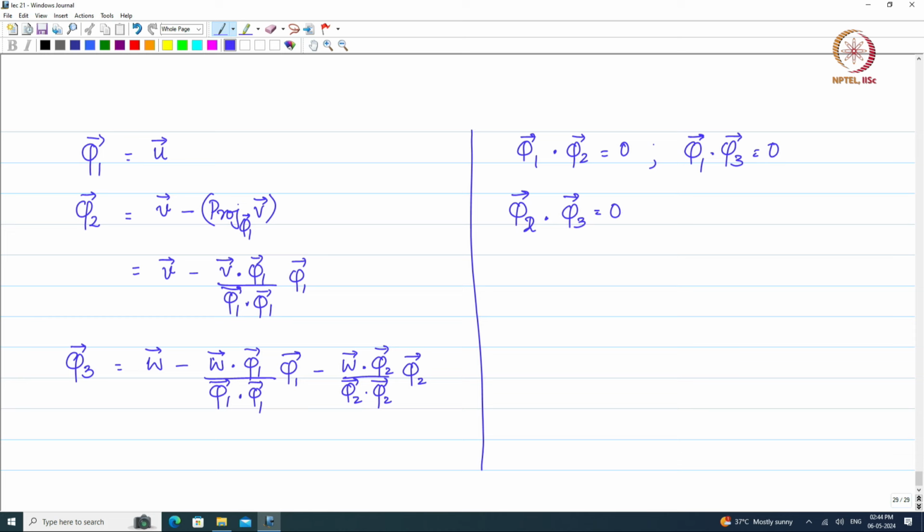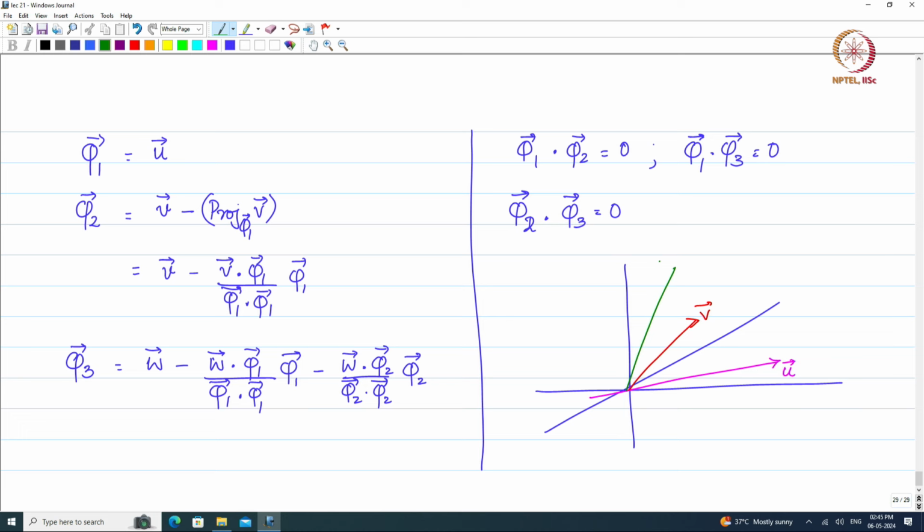Why is phi 1 dot phi 2 0? What we have done is projected the v vector onto the direction of phi 1. So, let us take 3 vectors now. Let us assume that I have this vector which is my u vector, and let us say I had this vector which was v, and let us say I had another vector which is w.